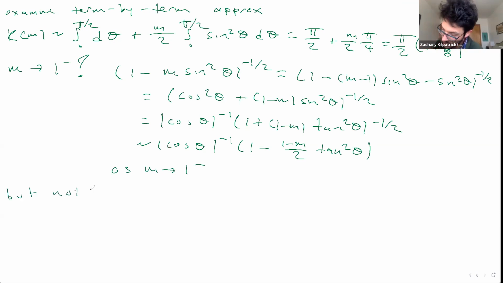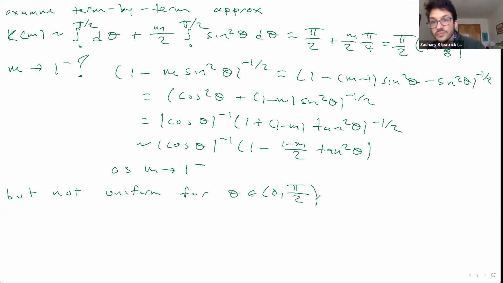But this is not going to be uniform for theta in 0 to pi over 2, okay? So this maybe gives a clue towards the problems that you can encounter with term by term expansions, which is that the Taylor approximations that you use for the functions in your integrand, because you're expanding in a parameter, but then you also have the variable of the integrand, where your term by term expansion is valid may only be in portions of the domain that you're having to integrate over, okay?